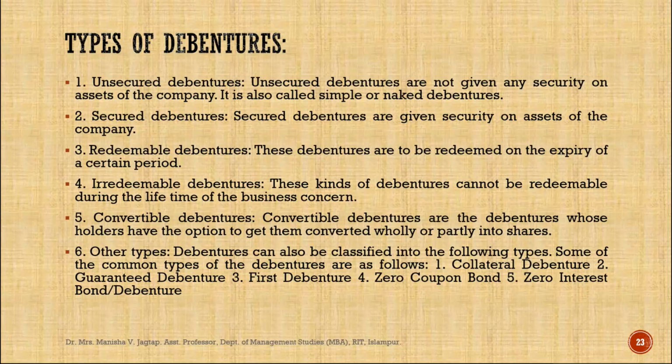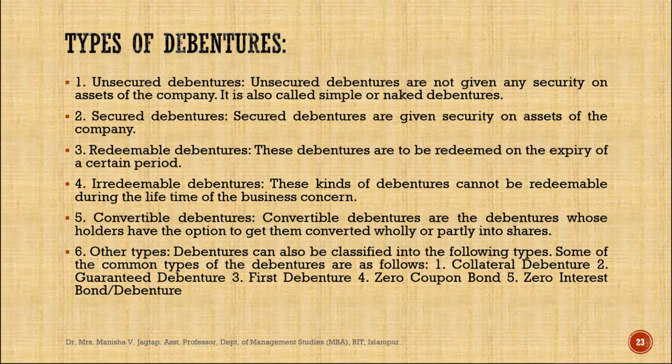Next is redeemable debentures. These debentures are to be redeemed on the expiry of a certain period. The interest is paid periodically and the initial investment is returned after the fixed maturity period. Next is irredeemable debentures. These kinds of debentures cannot be redeemed during the lifetime of the business concern. These debentures do not have any maturity period.